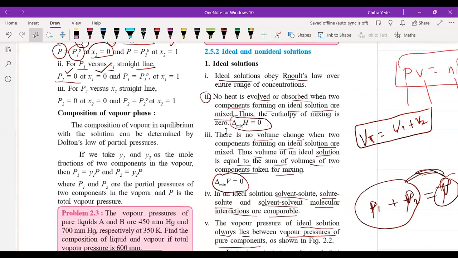Now I want you to repeat these conditions for an ideal solution once.